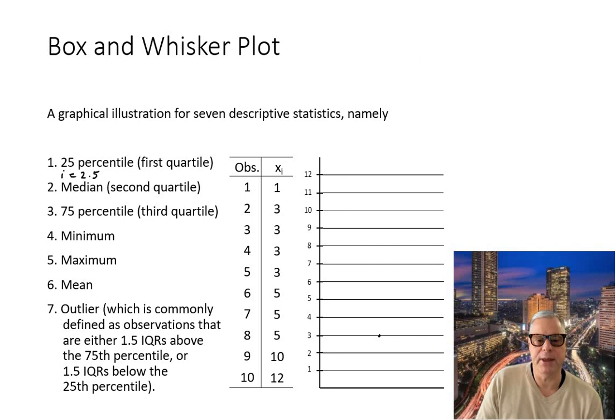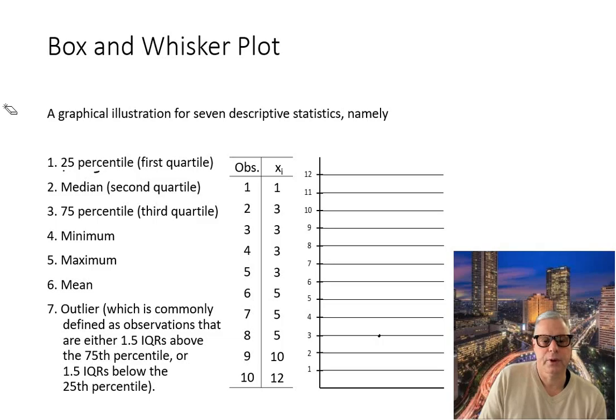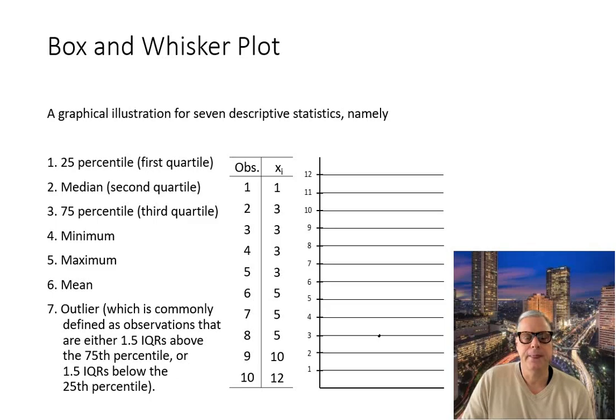So what about the median? The median is the 50th percentile, so 0.5 times 10 is 5, that's an integer, so I have to look for the midpoint between the 5th and the 6th observation, so that's between 3 and 5, so that's 4. And I just put here a little MD sign for median.